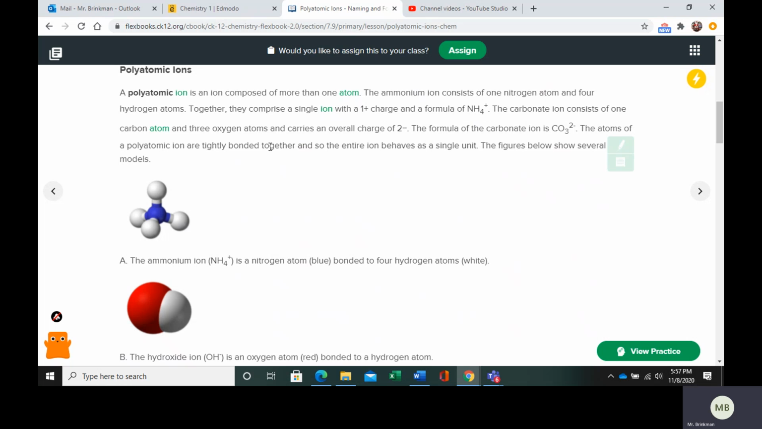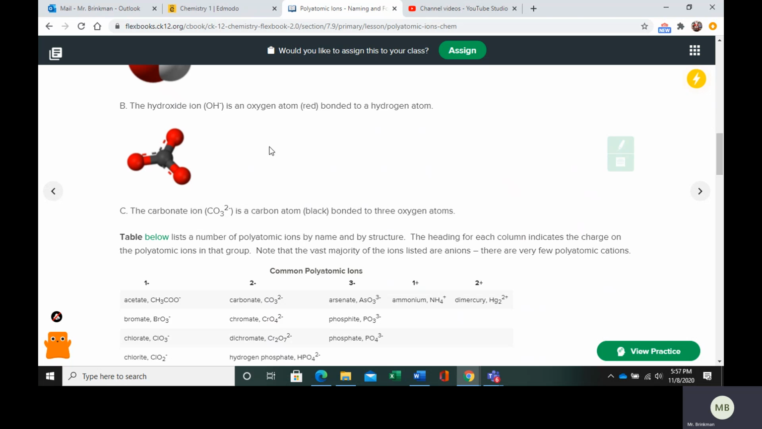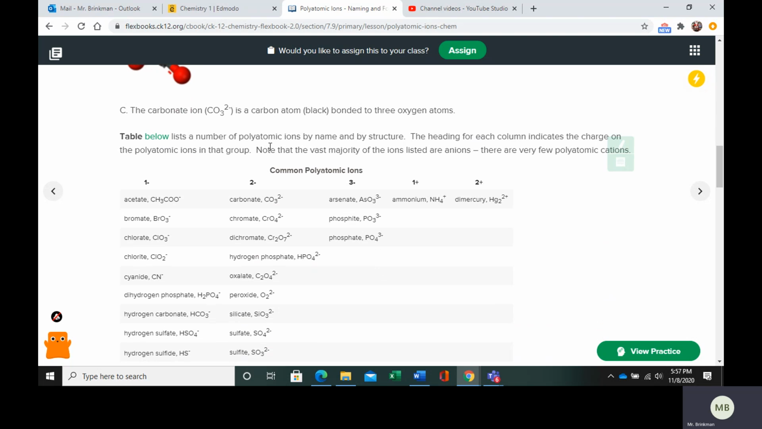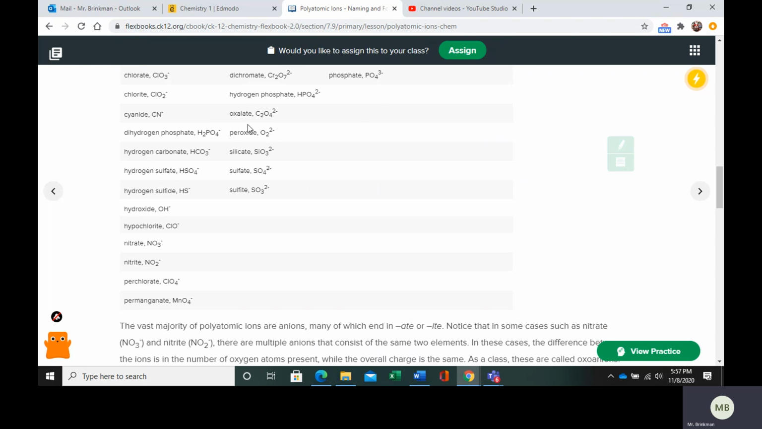So there are some models here of what they would look like. I will let you look at those on your own time. And there is a table with all the polyatomic ions. I'm not going to expect you to memorize these, but when you do your problems, you can have this table handy. It's going to make a world of difference.